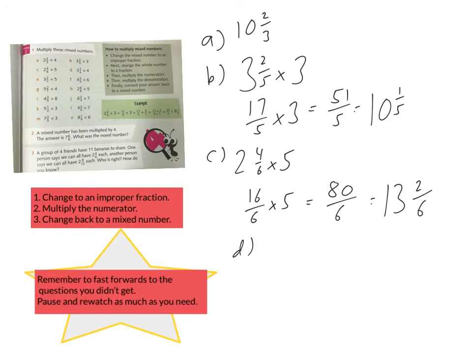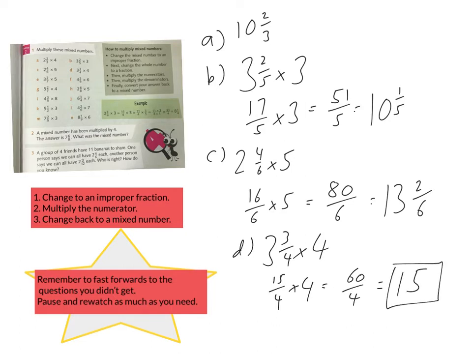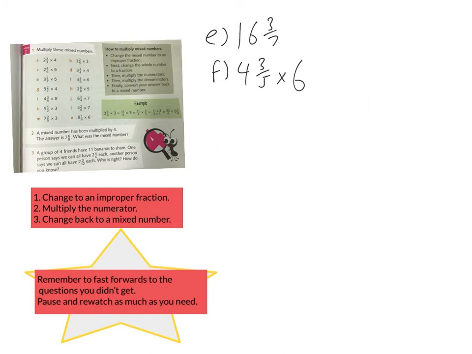D, 3 3/4 times 4. Changing my improper fractions. 3 fours are 12 plus 3 is 15. So 15 quarters times 4. 15 times 4 is 60. And 60 divided by 4 is 15. So this one's a whole number. 15 is your answer. E we did in the learning video, which was 16 3/7.